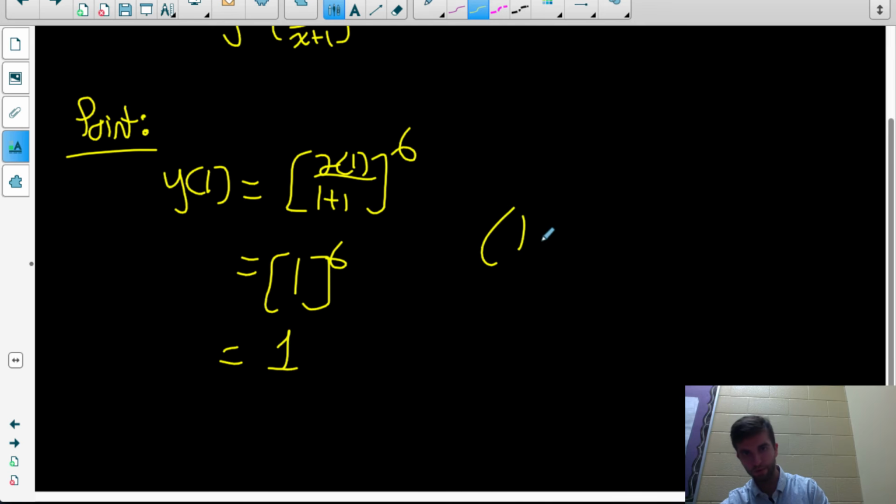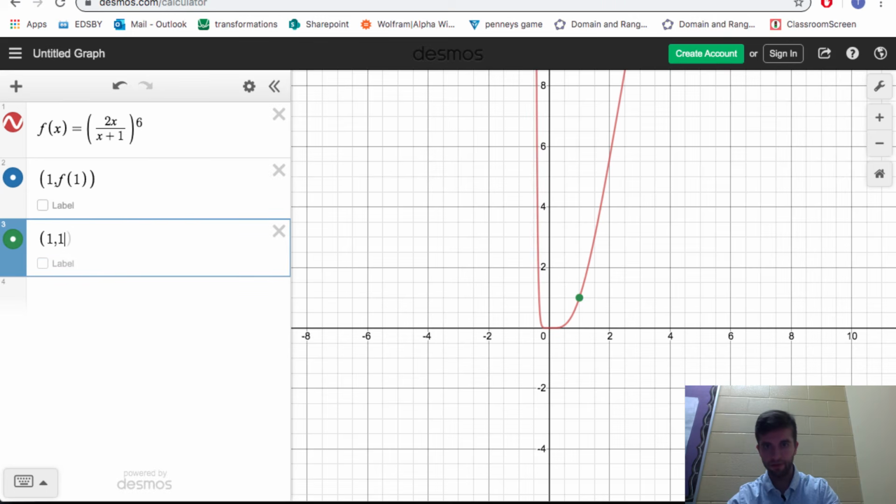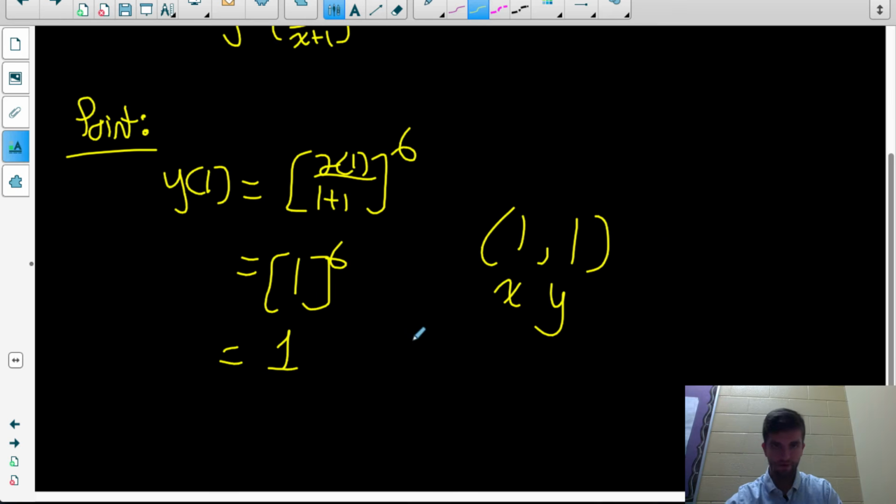So we have a point, the point (1, 1) is our x, y point. So at that point right there, if I graph the point (1, 1), it should be right on top of that blue point that you see. There we go, right on top of it. So we have the coordinates of that point.